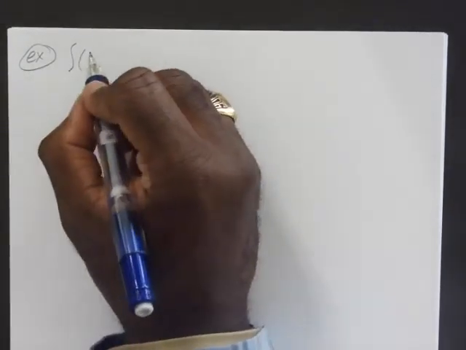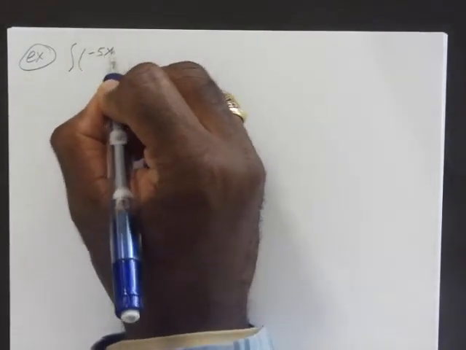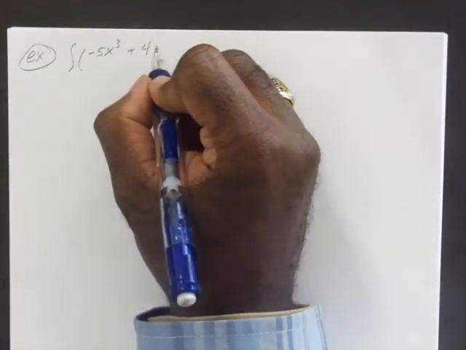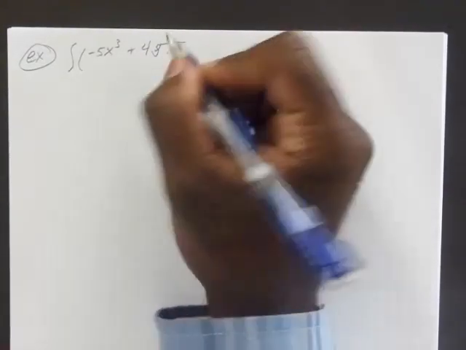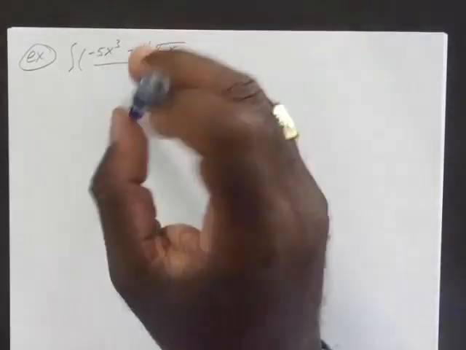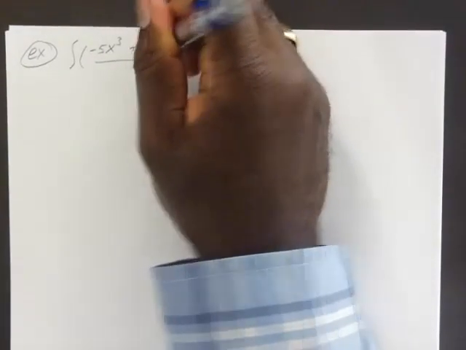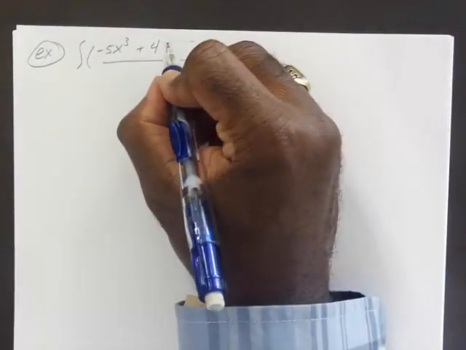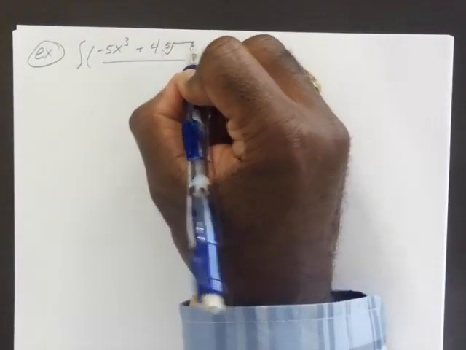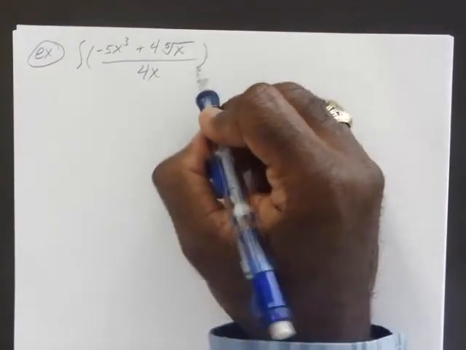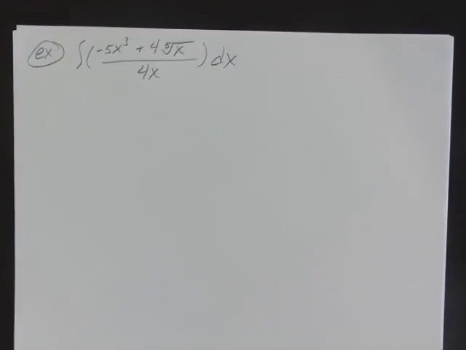So let's say, for example, if we wanted to find the antiderivative of negative 5x to the third power plus 4 times the fifth root of x, and make that fifth root a little clearer, just to be on the safe side. So the fifth root of x divided by 4x with respect to x.